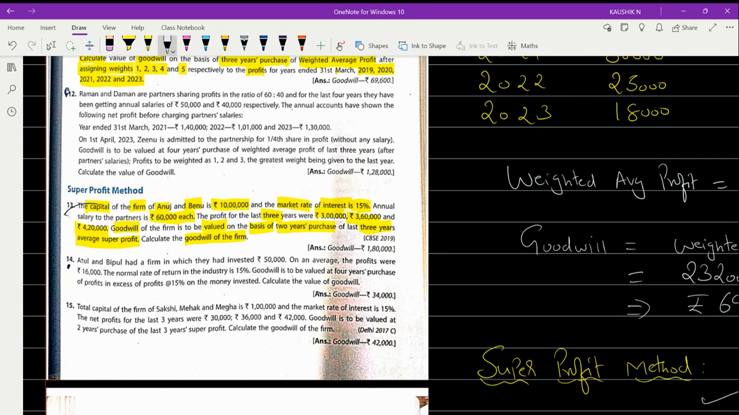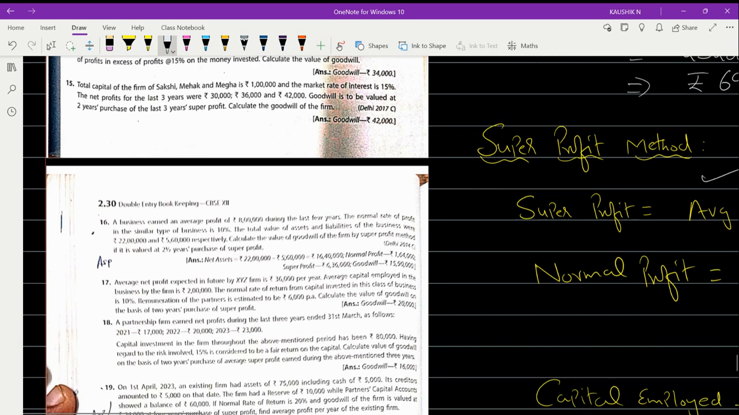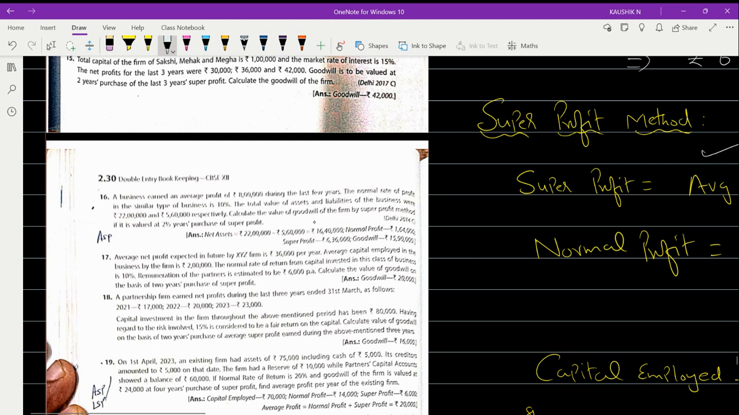Check out your goodwill value. How much is the value? 1,80,000, 1 lakh 80,000. So this is one problem where I just taught you one small adjustment, but we'll go for a normal simple problem. Now, any doubt with this problem? No, sir. Right. So for the next problem, let us work out sum number 16.